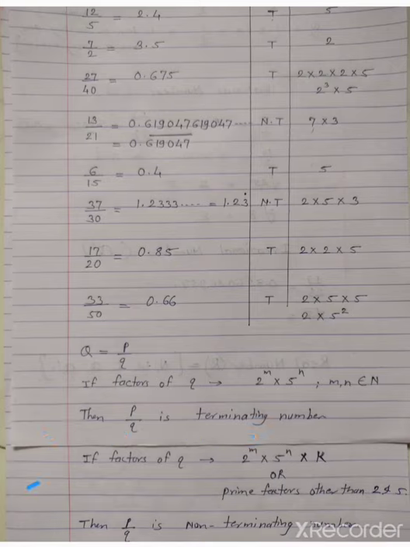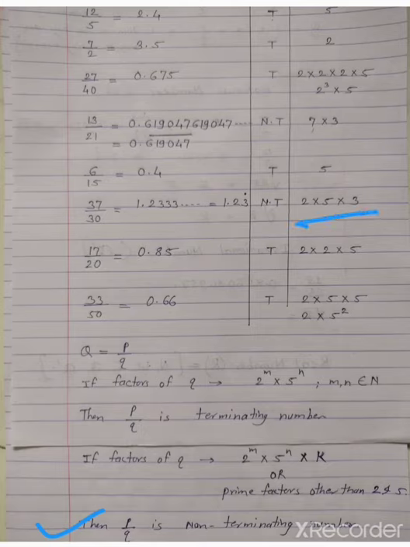Otherwise, if the factor of q is in the form of 2 raised to m into 5 raised to n, but it contains another constant, here you can see 2 into 5, but it contains 3 also. So 3 is other than 2 and 5. So if the prime factor is other than 2 and 5 in this equation, in such a case the given number is non-terminating.